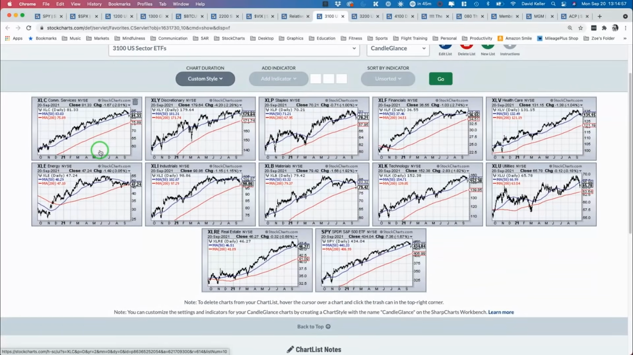So, given some further dislocation, you have to start looking at the 200-day moving average. A couple of them are either at their 200-day or just at risk of breaking down. Energy is number one, industrials number two, materials number three.